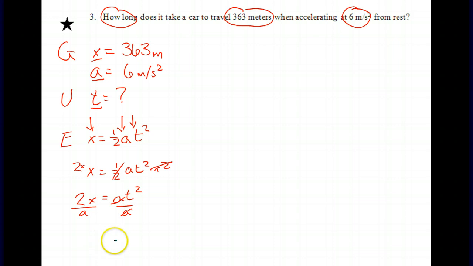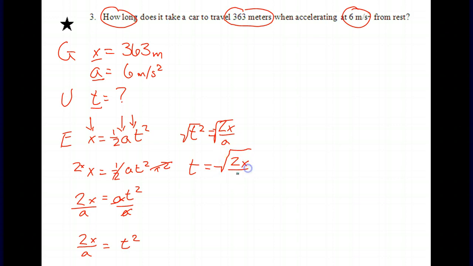So now I've got T squared left over there, so 2x over A is equal to T squared. And a lot of times we like to rewrite it so that we have the single variable on the left side, so we'll put T squared is equal to 2x over A. Now if I take the square root of both sides, I'll get T on the left side, and T is equal to the square root of 2 times the displacement over A. Okay, so that's all inside the radical.